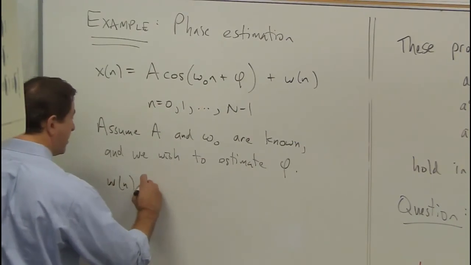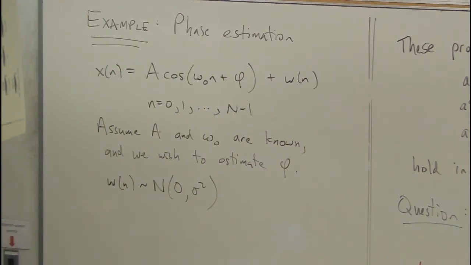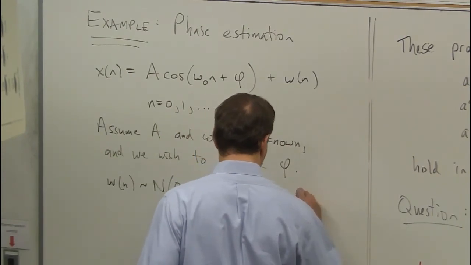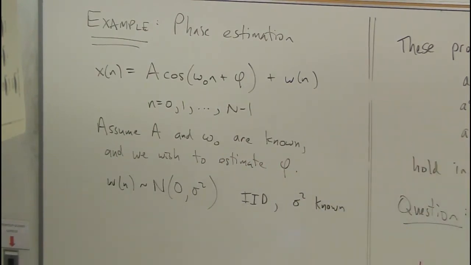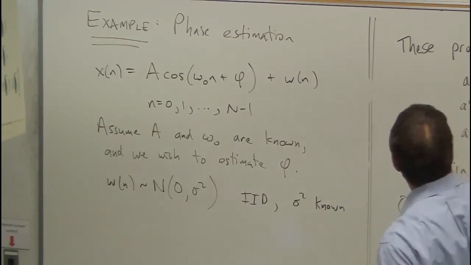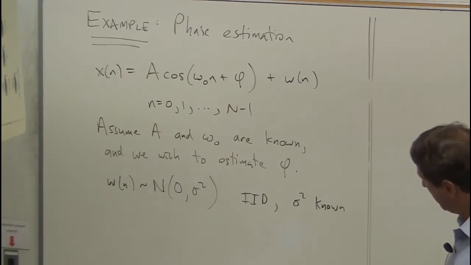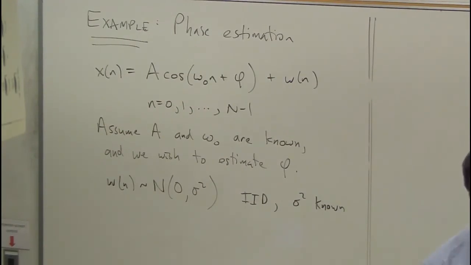Wn, we assume, is Gaussian, zero mean, variance sigma squared, IID, with the variance known. So it's a fairly simple version of this problem. As is always the case, the basic idea is we're trying to estimate the phase phi from our observations, and what we utilize is what we know about the statistics and how the PDF depends on the parameter.